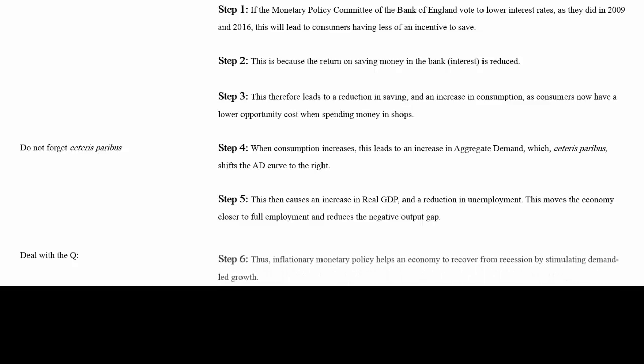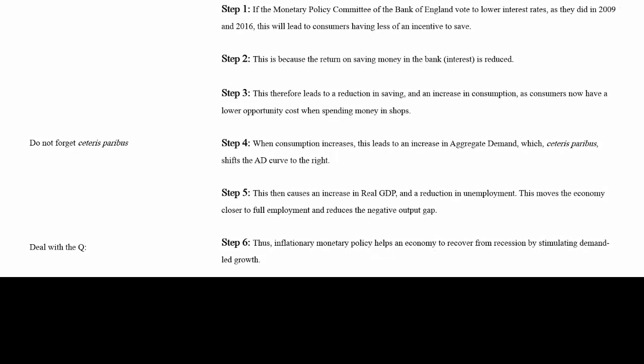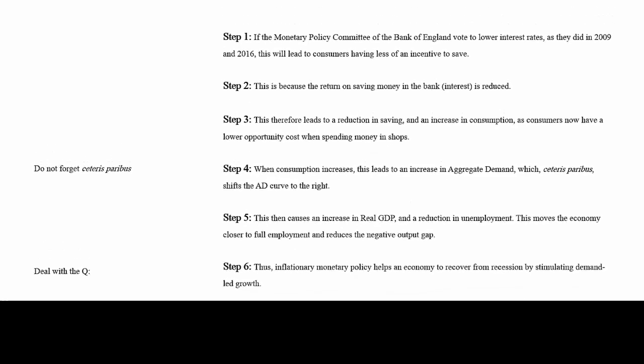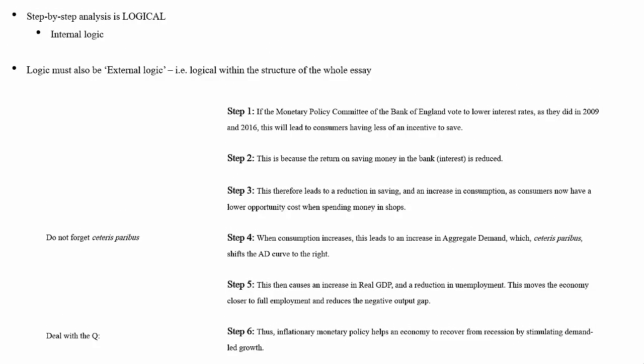We have to deal with what the question wants. In analysis, if you don't do that, there's no point in doing it because you're just saying things without actually dealing with the question. So step 6 is that we've got to answer the question. So thus, monetary policy, and this is an inflationary or expansionary monetary policy, helps an economy to recover from recession by stimulating demand-led growth. And this then is answering the question of analyse how monetary policy can help an economy recover from recession. You notice that we've used the wording of the question in that response.